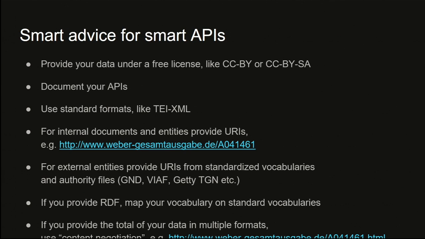And the last example, I'm sorry, it's a little bit hidden. If you provide your data in multiple formats, use content negotiation. That means that you have a URI, which is displayed here from the Weber Gesamtausgabe, and with .xml or .html on the end, you can see this a little bit there, you as a user can choose the appropriate format, the TEI-XML, the HTML, and so on. The Weber Gesamtausgabe, as I said, is a very good example and has documented it already.